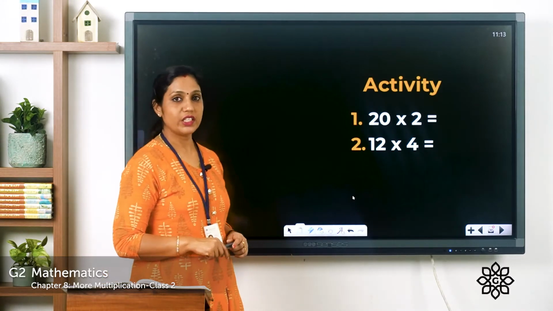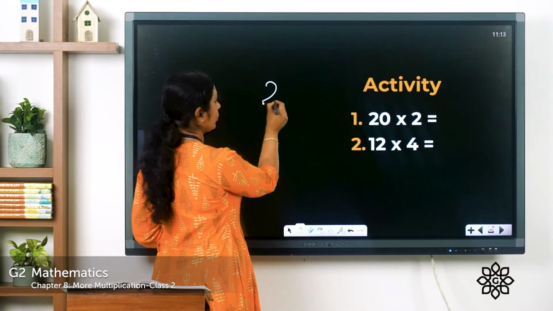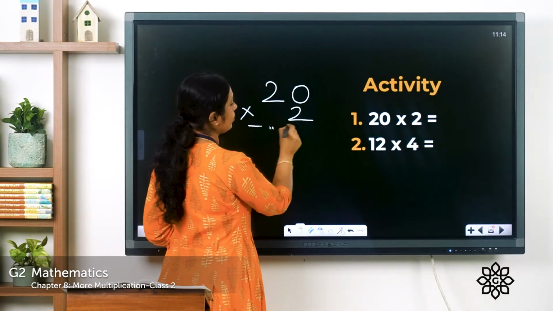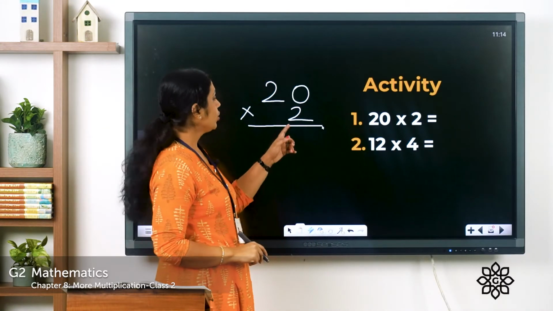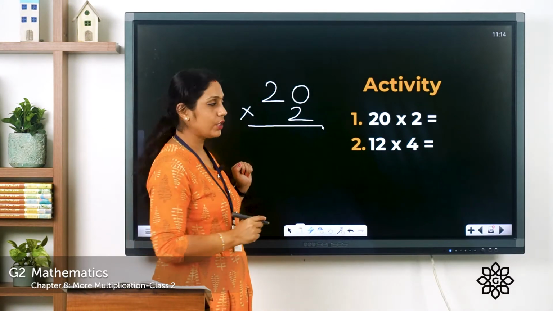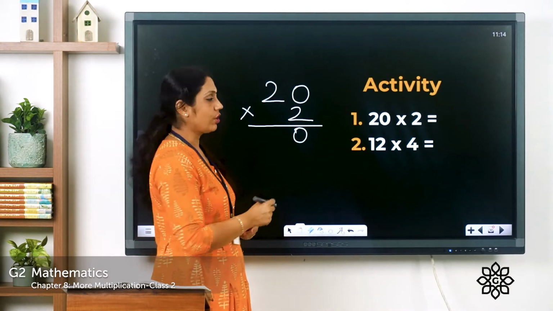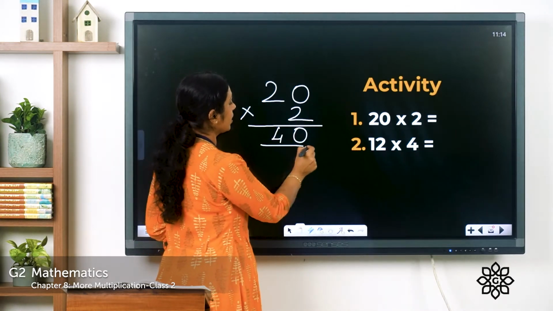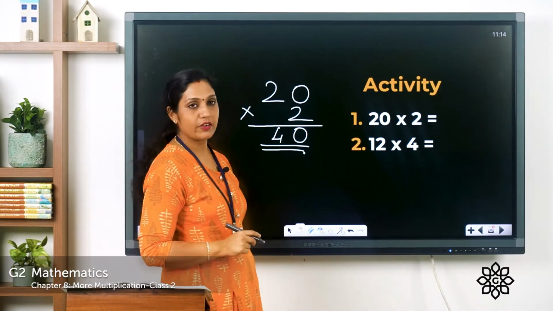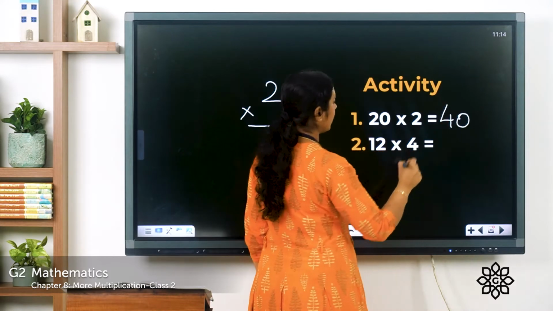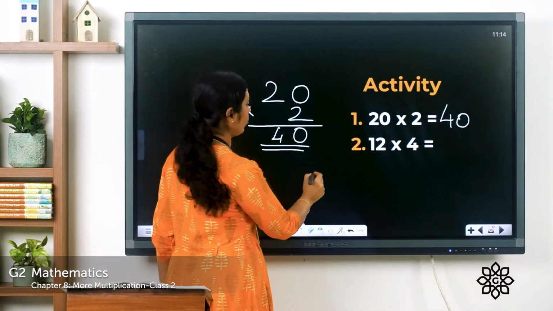The first question, 20 into 2. So write 20 into 2 here under 0, which comes in the ones place. 2 into 0. 2 into 0 is equal to 0. 2 into 2 is equal to 4. 2 2s are 4. So what's the answer? It is 40. So here you can write 20 into 2 is equal to 40. Second one, 12 into 4.